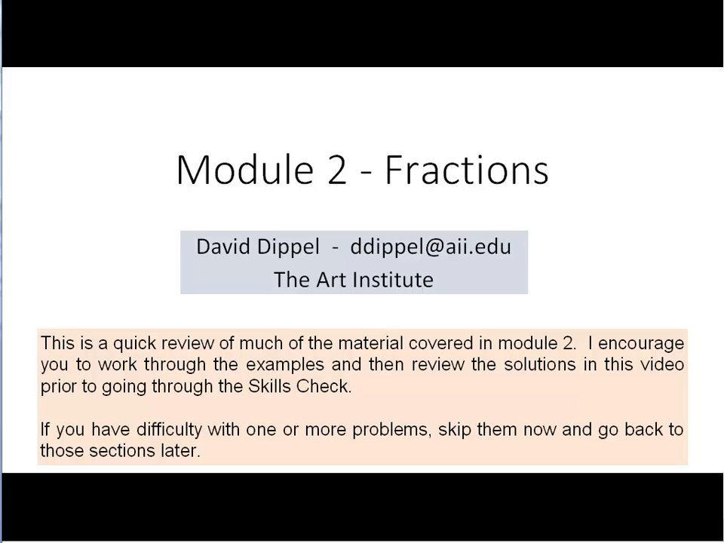Okay, this is Module 2 Fractions. I'm David Dipple from the Art Institute in Houston. It's going to be a quick review of the material that's covered in Module 2. I strongly suggest you take notes on this from the printouts, handouts on my webpage, and then use that as you're working through the skills check.